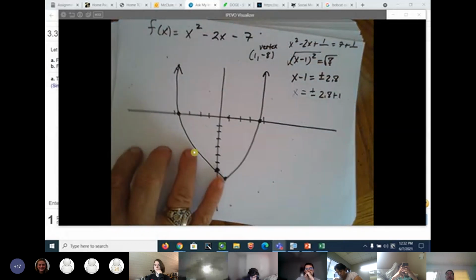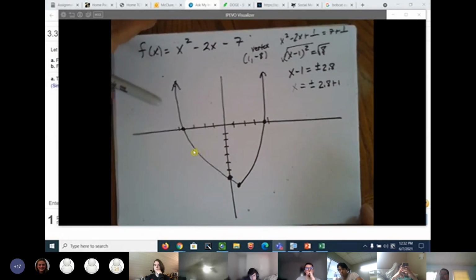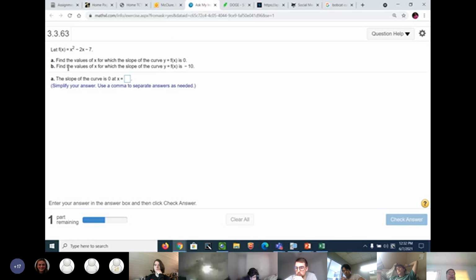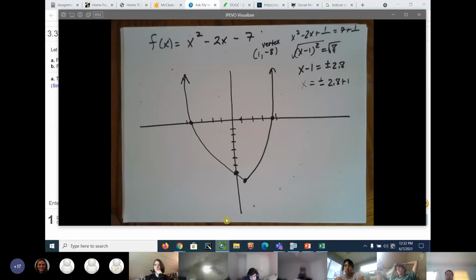Okay, that's what the graph looks like. And let's see what the question is going to ask, because I want you to be able to ascertain what the heck you're doing in this class. It says, find the value of x for which the slope of the curve is equal to 0. Where on this curve is the slope equal to 0? Come on now, just look at the curve and use a little bit of critical thinking, common sense, and tell me where the slope is equal to 0.